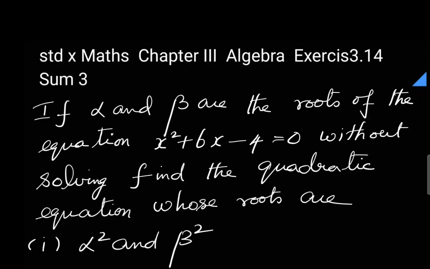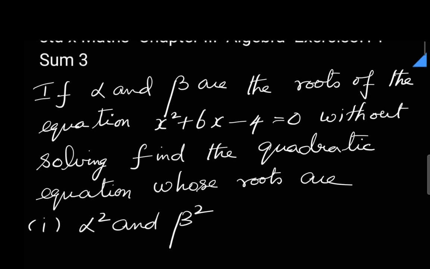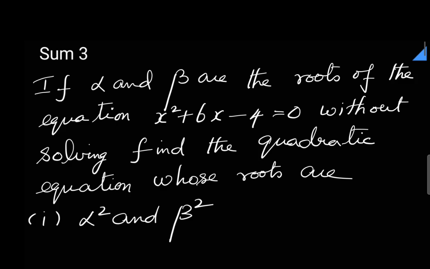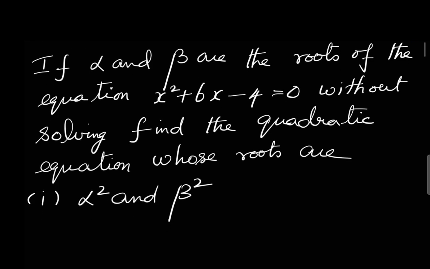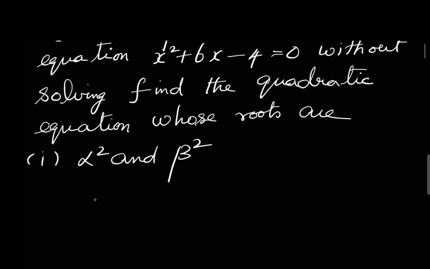See Standard 10th Maths Chapter 3 Algebra Exercise 3.14 Sum number 3. The sum is: if alpha and beta are the roots of the equation x squared plus 6x minus 4 equal to 0, without solving, find the quadratic equation whose roots are alpha squared and beta squared. See, without solving, you need not find any roots. Just mention that roots are alpha and beta.